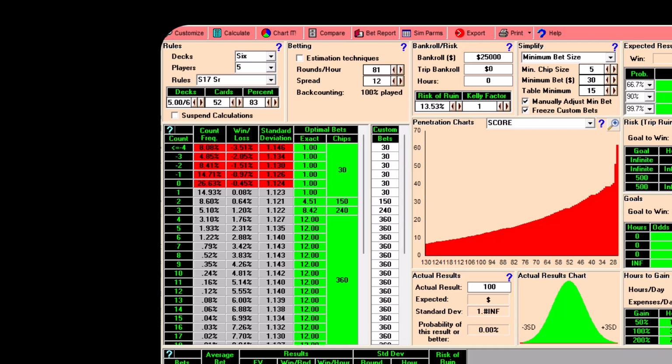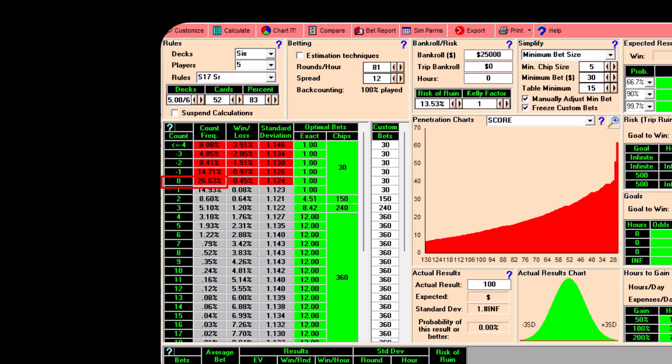Let's proceed to the next column, count frequency. It's probably the most overlooked column. This tells you how frequently that true count occurs. Let's look at the numbers. True count equals 0, 26.63%. That means more than a quarter of all the hands you play are at a true count of 0.